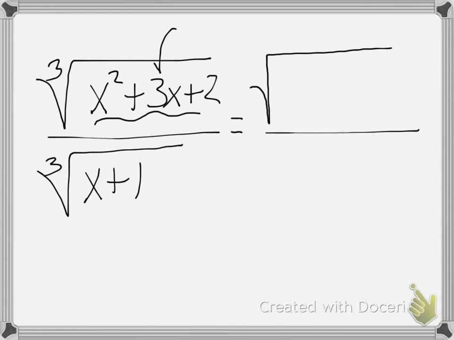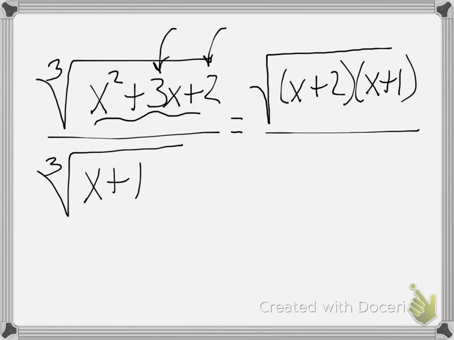So I want something that adds to 3, multiplies to 2, that's 2 and 1. So I know that's x plus 2 and x plus 1. And I know I have the cube root down here of x plus 1. So I'm going to rewrite this and put this all over one radical.